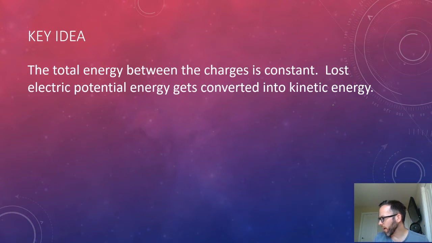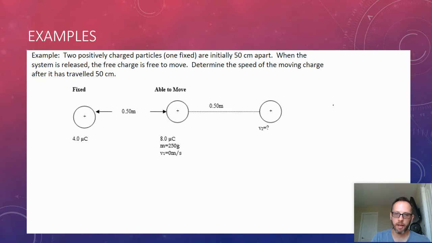And we're going to use this idea to solve a couple of problems and then look at some parallel plates. So let's do a problem together. We have two positively charged particles, and one is fixed. So in the diagram here, this 4 microcoulomb charge is fixed. It is not going to move.